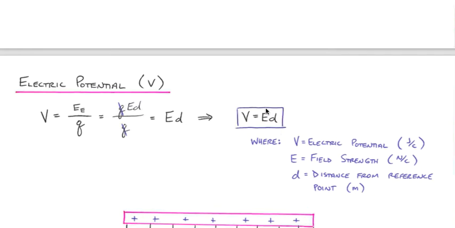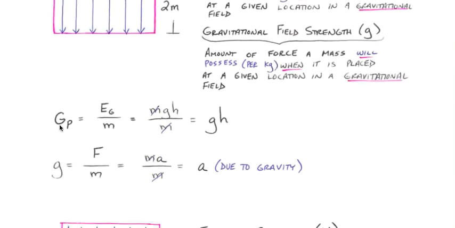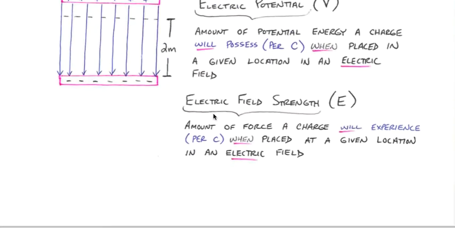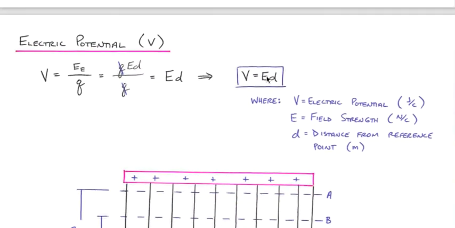So if we take a look really quickly, electric potential is the electric field strength times the height above a reference point, whereas the gravitational potential was the gravitational field strength times some height or distance above a reference point. So again, it's no different. We're literally just talking about gravitational fields as opposed to electrical fields.